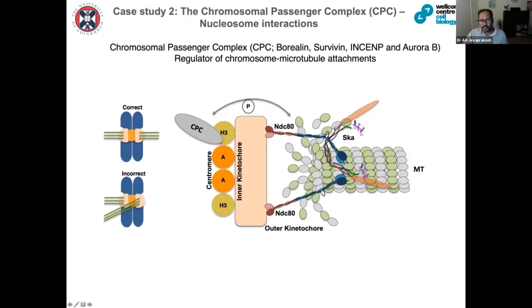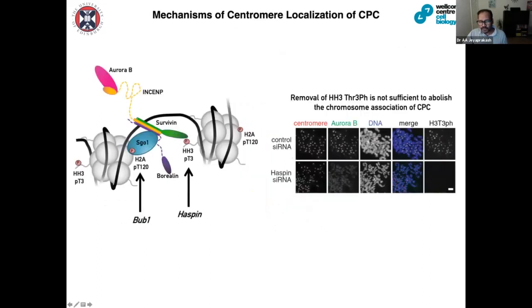Several studies have shown that two histone modifications, just don't worry about the fine details of this diagram, all I want to show here is that two histone modifications have been shown to be crucial for recruiting CPC to the inner centromeric region. And particularly, one of the histone modifications was recognized by the survivin subunit of the CPC.